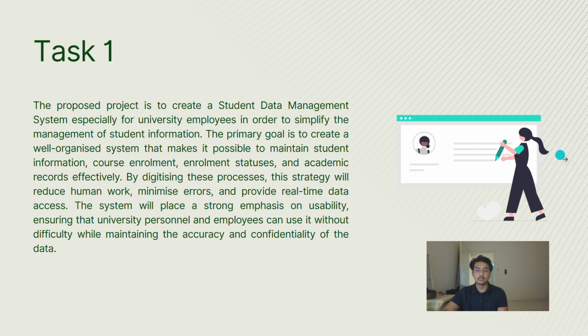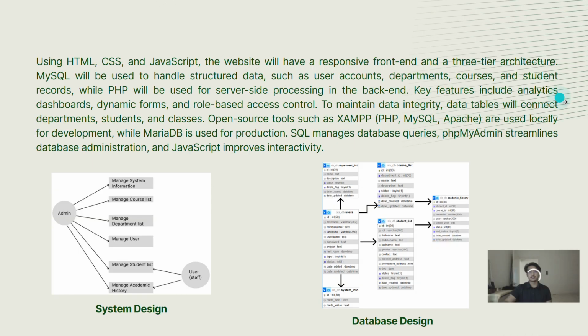This system will set a high priority on usability, guaranteeing that employees and university staff can use the system with ease while preserving the confidentiality and accuracy of the data. A three-tier architecture will be used in the design of the website to ensure a responsive and user-friendly interface. The front end will utilize HTML, CSS, and JavaScript. PHP will be used for server-side features in the back end, taking advantage of its SQL database flexibility.